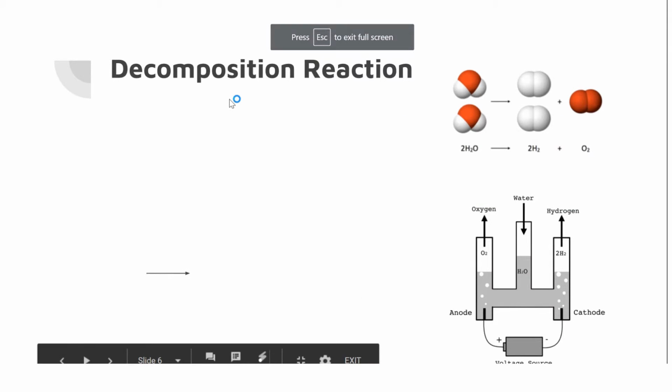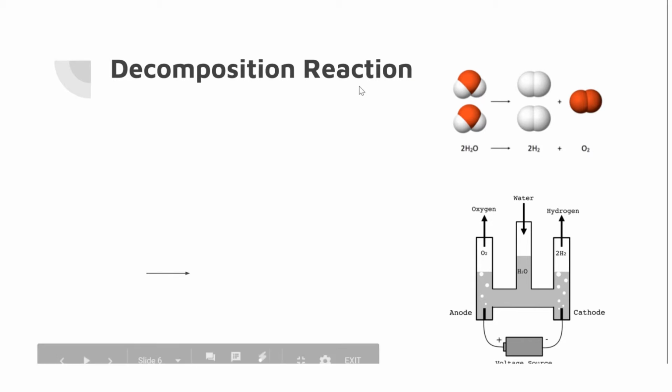So the next reaction is the decomposition reaction. Decompose in English means break down. So this is a reaction in which a compound breaks down into its individual elements. In the diagram here, a water molecule breaks down into hydrogen and oxygen.